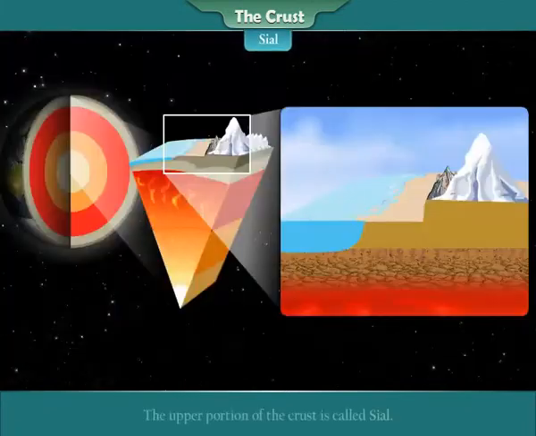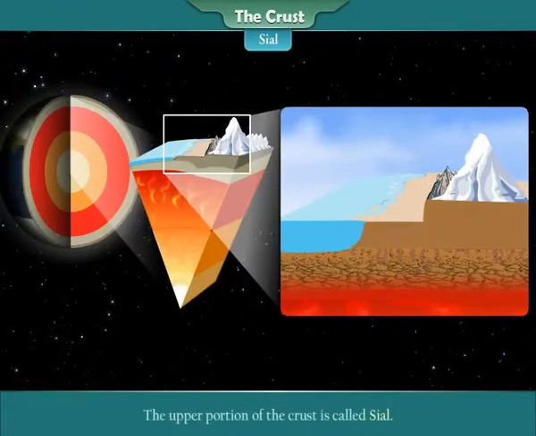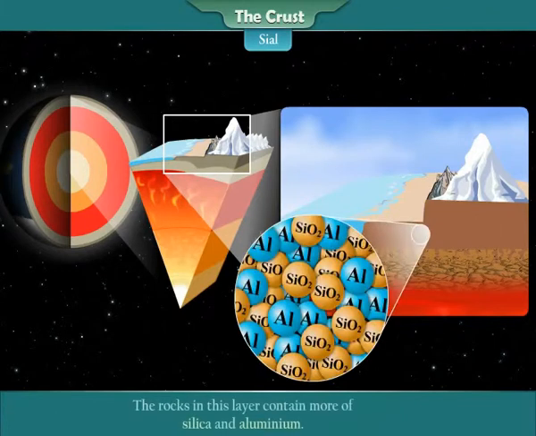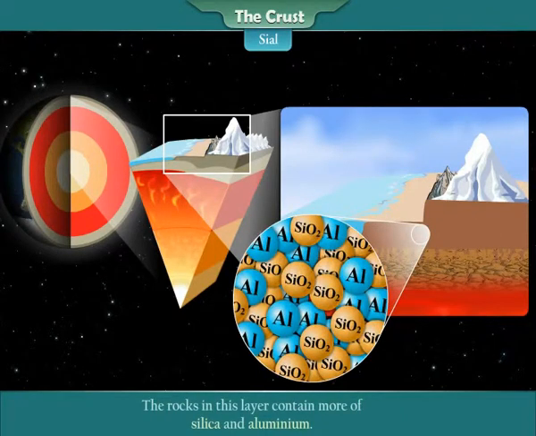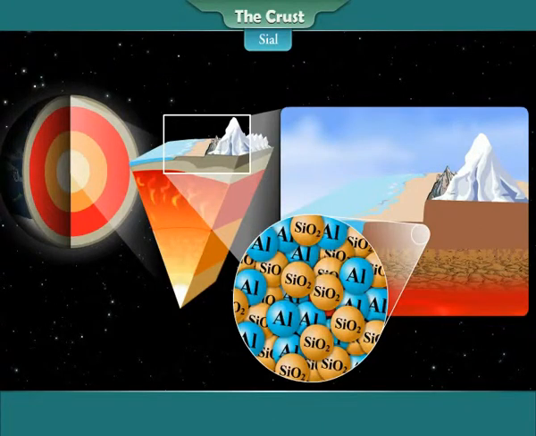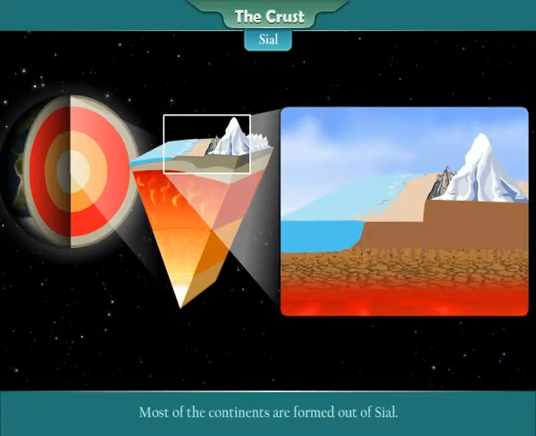Sial. The upper portion of the crust is called Sial. The rocks in this layer contain more of silica and aluminium. All these elements are lighter in weight. They are found in the upper layer of the crust. Most of the continents are formed out of Sial.